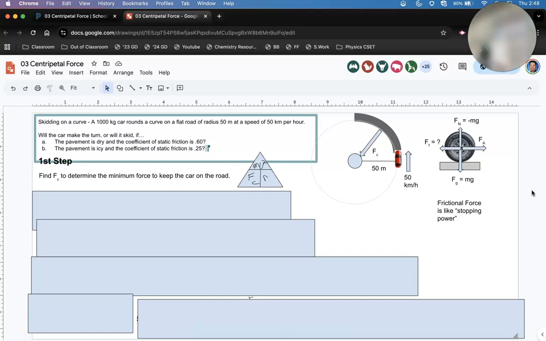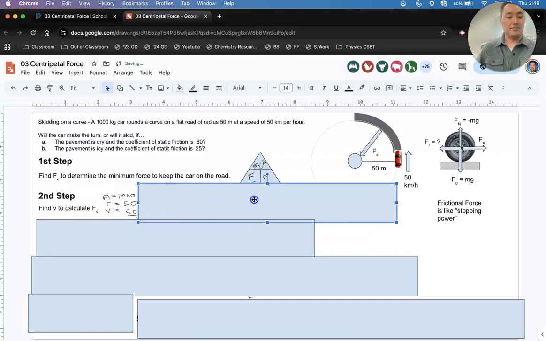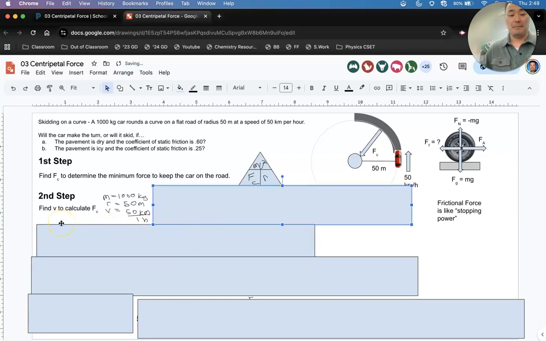So, centripetal force equals mass times velocity squared over radius. But we don't have velocity given to us in the units we want. Right now it says kilometers per hour. So we're going to convert kilometers per hour into meters per second. Find V. Some students thought it was U in the warm-up. So I need to make sure my V's look different.